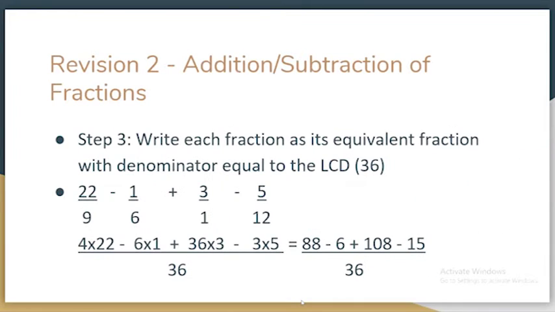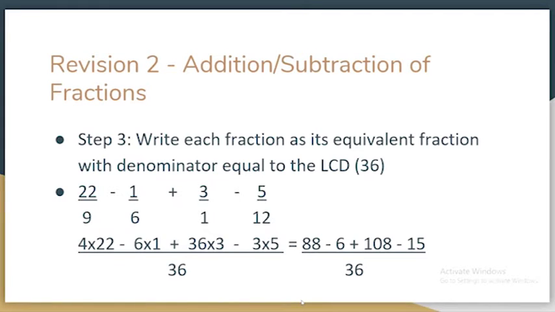Remember, that's what we did when we were revising the LCM of numbers. Now, step 3. Was that what you wrote? Write each fraction as its equivalent fraction with denominator equal to the LCD. Now, one of the easiest ways is that we write one long dividing bar. And that means all of them have a denominator of 36. How do we get the numerator for each one?